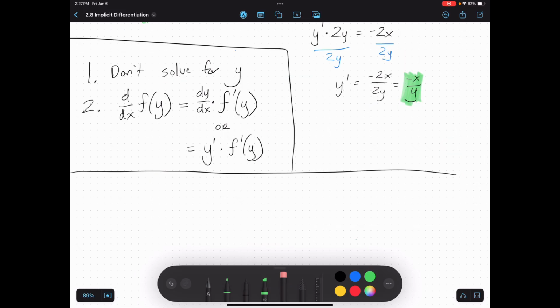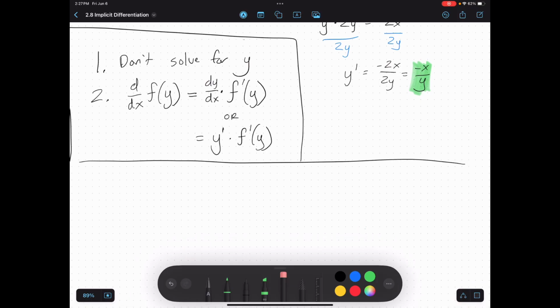So now let's talk applications. One major application of implicit differentiation is something called related rates. You may have heard of this before. There's going to be a couple of problems on the homework concerning related rates. And the big idea of related rates is you might have an equation dealing with lots of variables, but you're assuming that every single one of those variables depends on time.